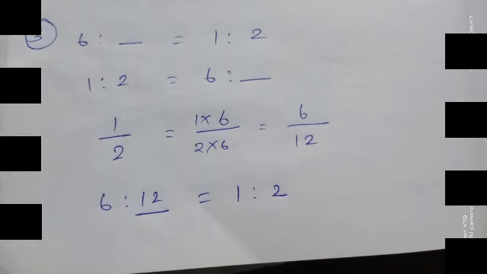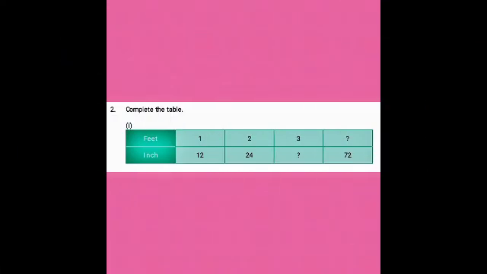Move on to the second sum. Complete the table. The first question is, the feet is given and the inches also given. The feet are 1, 2, 3 and the fourth question we want to find. And the next inches are 12, 24, question mark, 72. From the above we can understand, that the given question is in the table of 12.